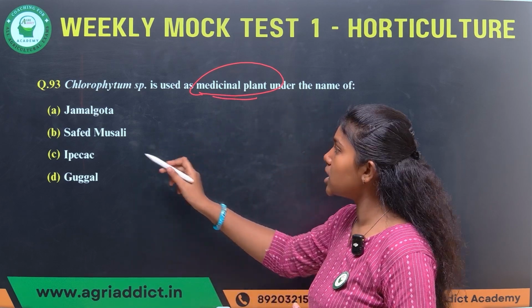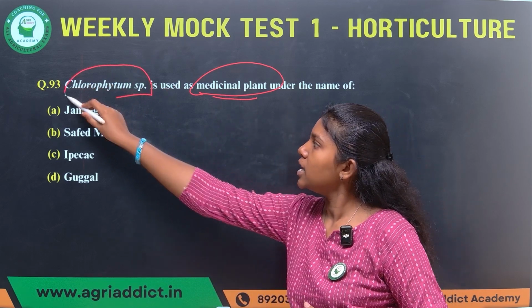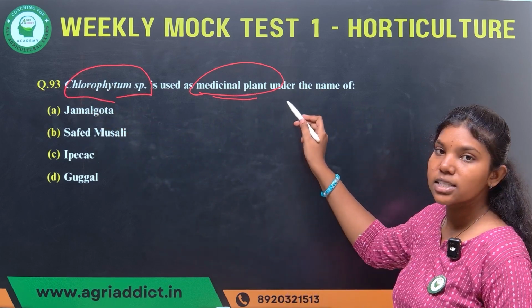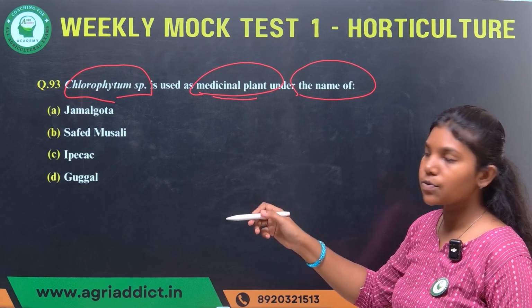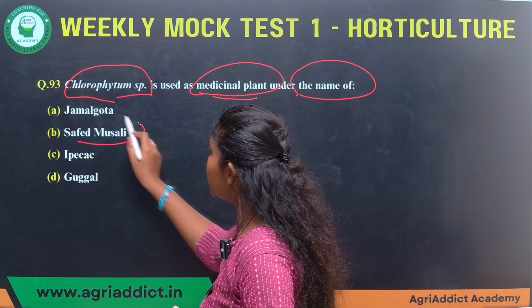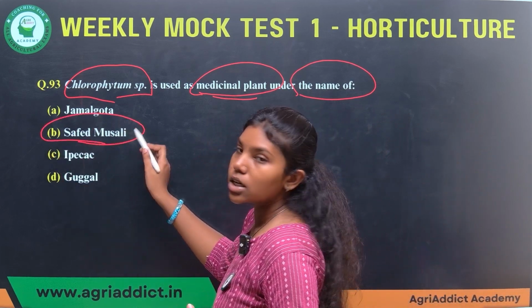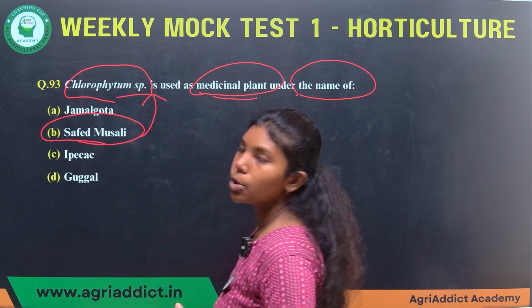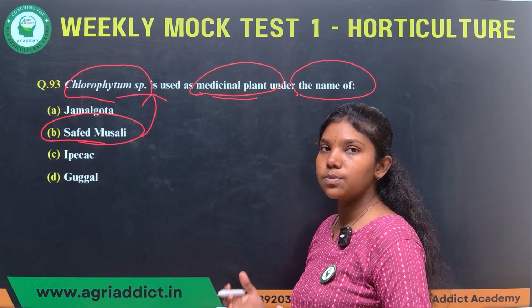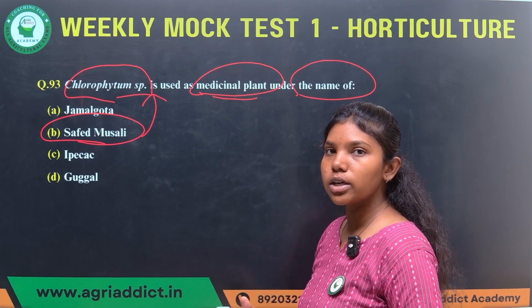Here the botanical name has been given and the question asks under what common name it is used. The answer for this question is Safed musli. That is, the botanical name of Safed musli is Chlorophytum species. Hope you have all heard about the term Safed musli. I think we'll learn more in the next slide.